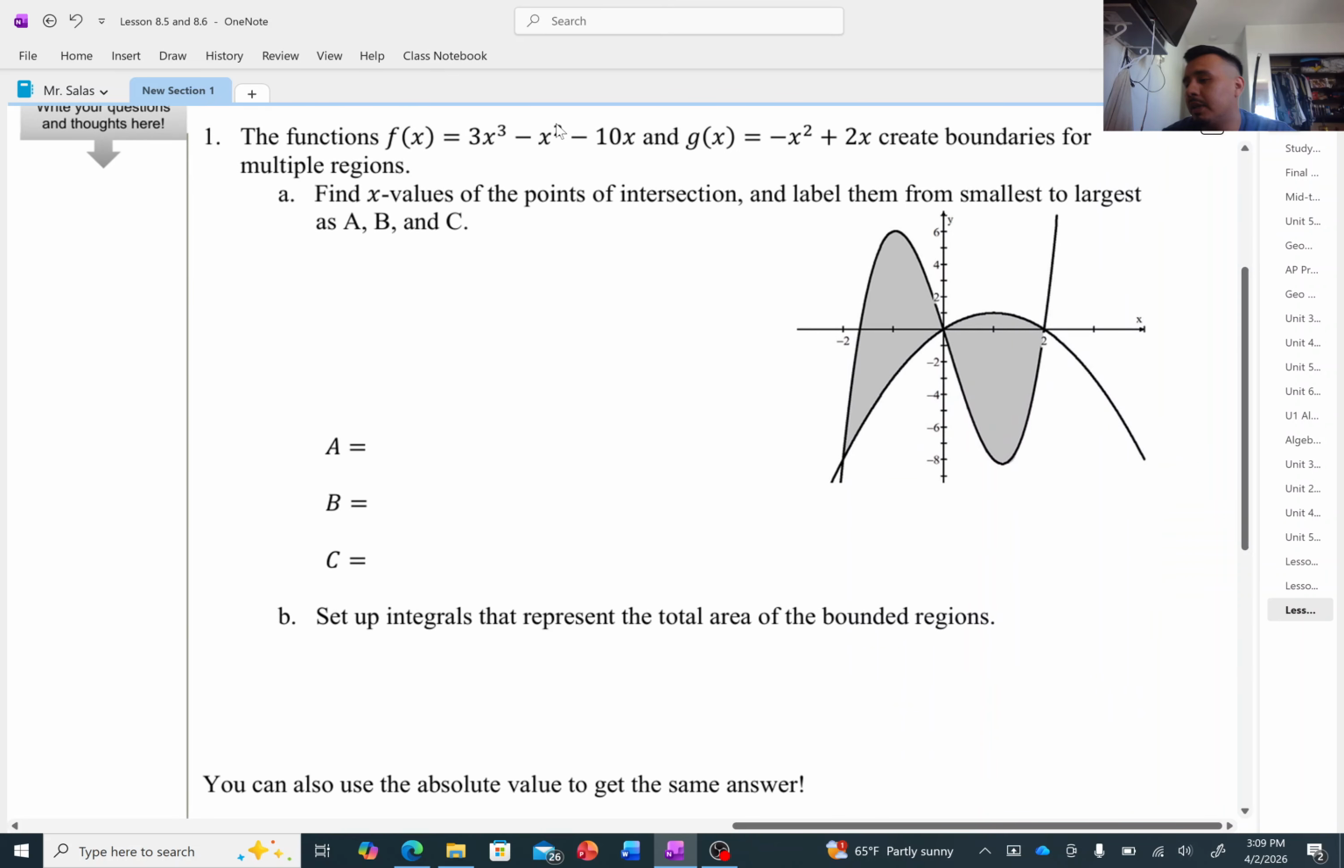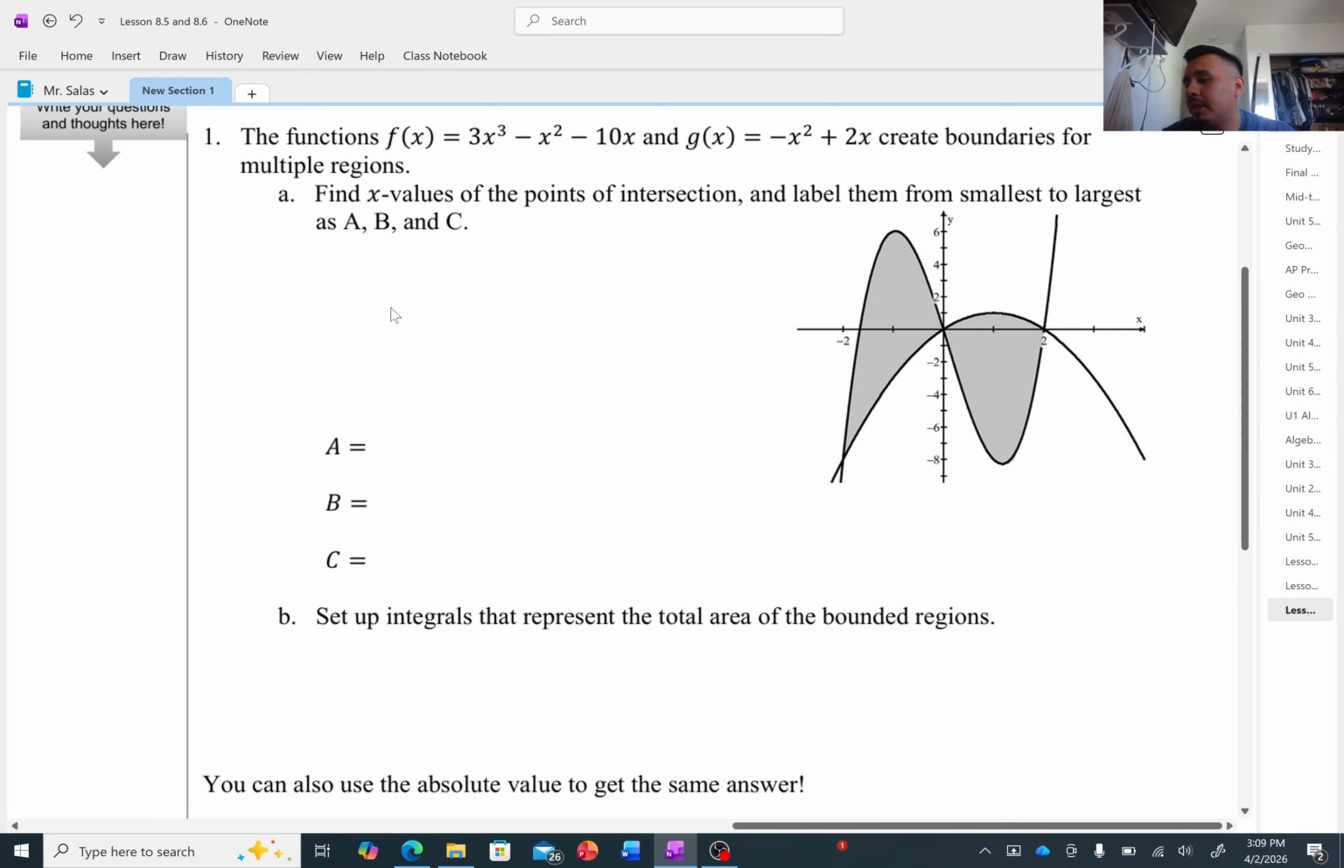Okay, so we got the functions f of x and g of x that create boundaries for multiple regions. So we have one region here, two regions there. Find the x values of points of intersection and label them from smallest to largest as a, b, c. So in this case, I want to solve for x and find all intersections. I have my two functions: my cubic function and my quadratic, right? In this case, my quadratic is negative. It's an upside down parabola. I want to keep all those things in mind.